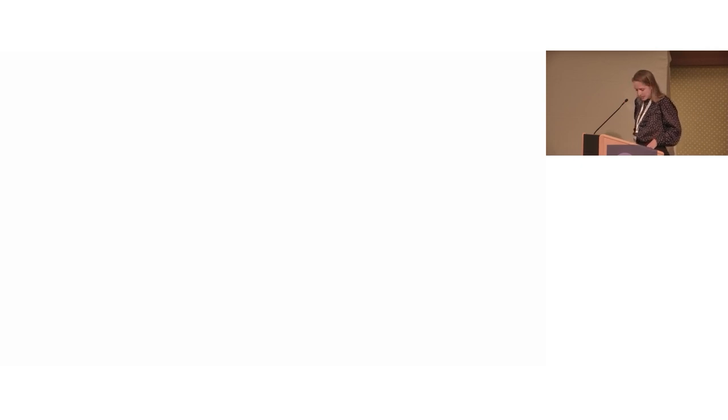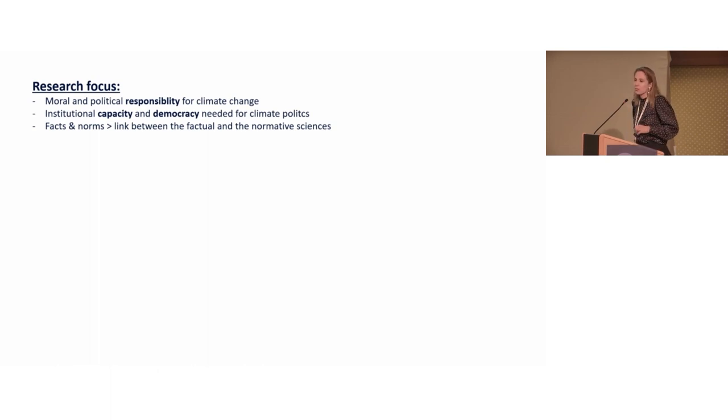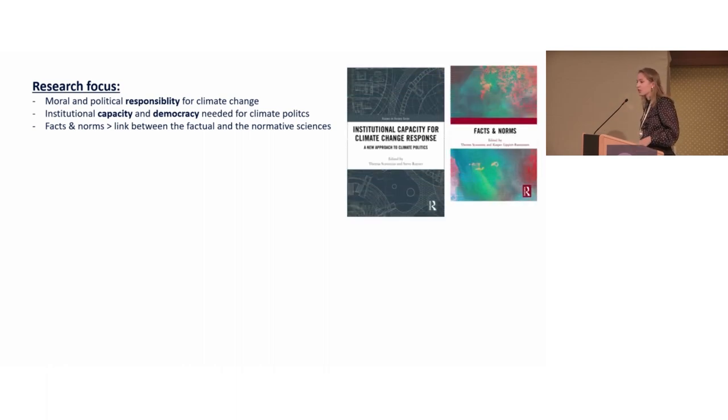I just wanted to say where I'm coming from. I'm actually coming from political philosophy. I did my PhD on moral philosophy and moral responsibility for climate change. And I've been working a lot on institutional capacity. I edited a book together with Steve Rayner, who unfortunately died a few years ago, where we tried to coin this concept of institutional capacity and really about understanding why we fail on a global level because we have too little capacity. And I've also been working on how we can better connect the factual sciences with the normative sciences.